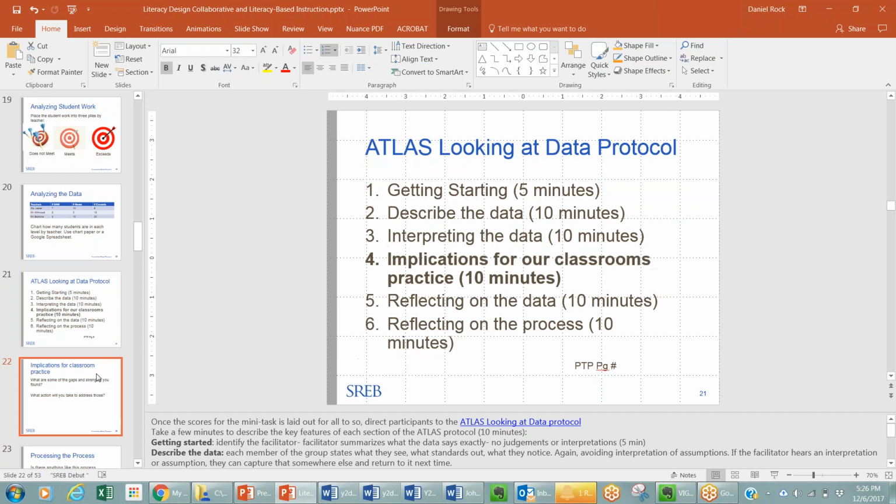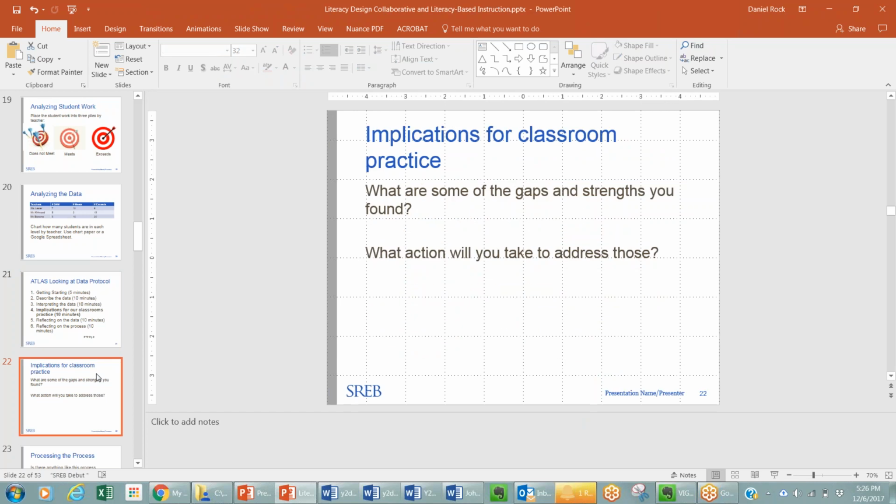So when we come back together, what I'm going to ask folks to share is what were our implications for classroom practice? What did you guys talk about at this table about gaps and strengths you found? What are you guys going to do to address those gaps and strengths? Interesting. I like that. What about you all at Peter Pan Middle School?